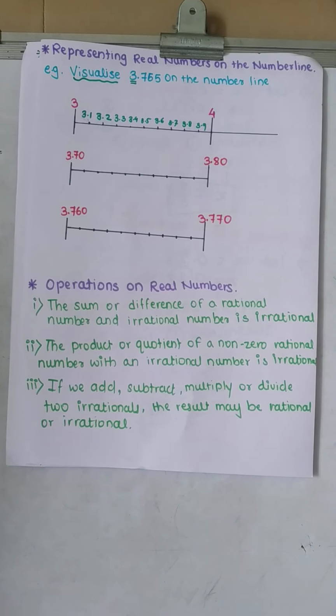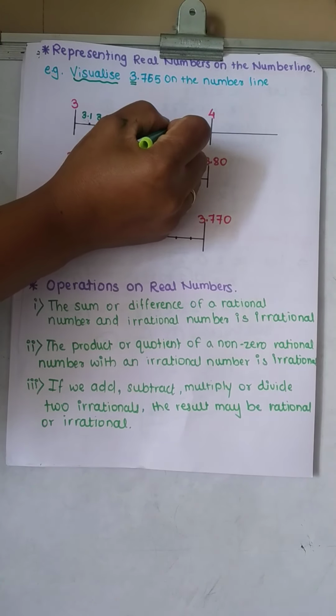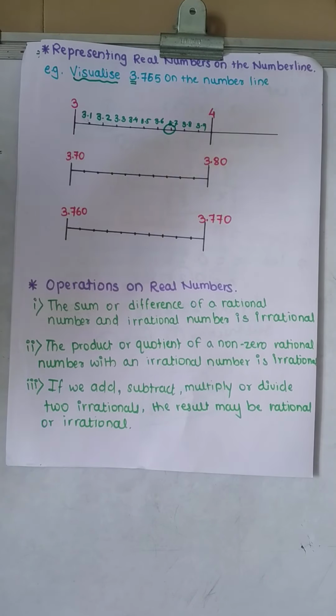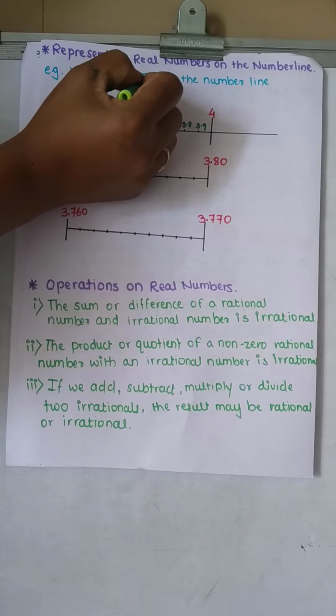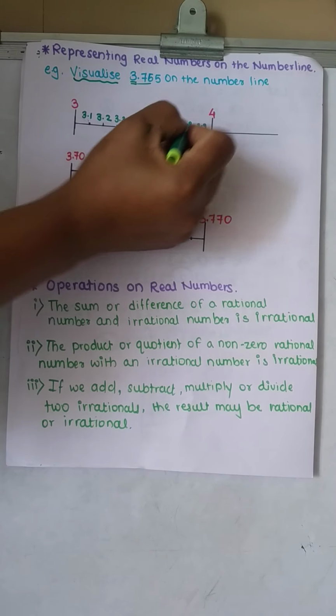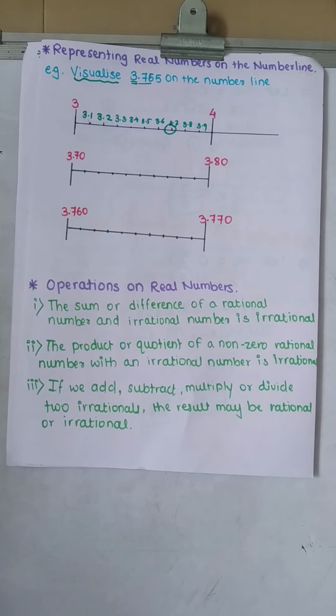Now 3.7, where is it? 3.7 is here, right? After this we have 3.76. We are going to show this up to 6. So where will it lie? In between 3.7 and 3.8.